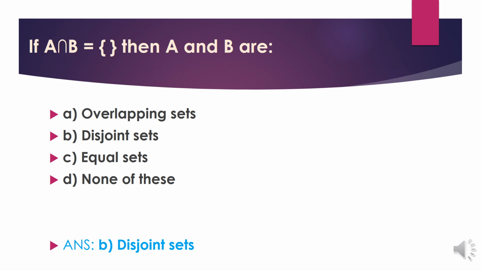If A intersection B is equals to empty set or null set, then A and B are A, overlapping set, B, disjoint set, C, equal sets, D, none of these. Answer B, disjoint sets.